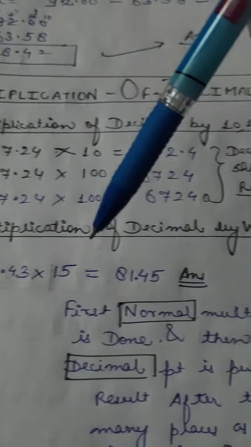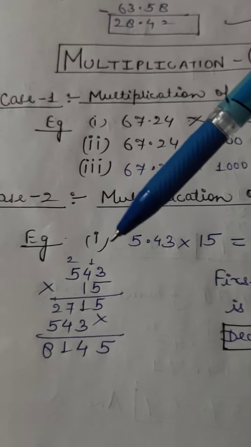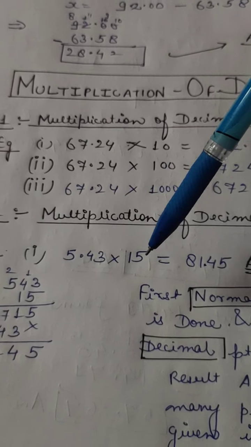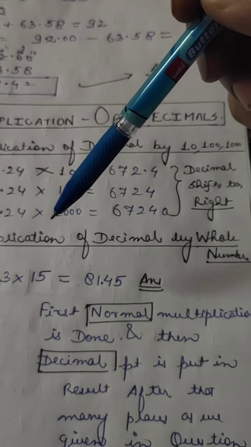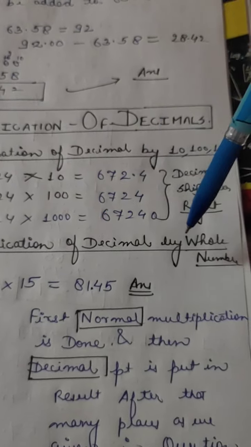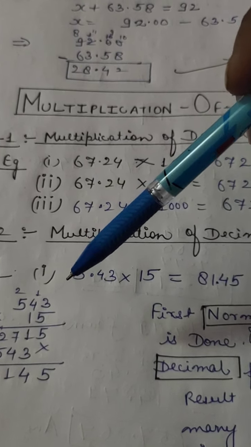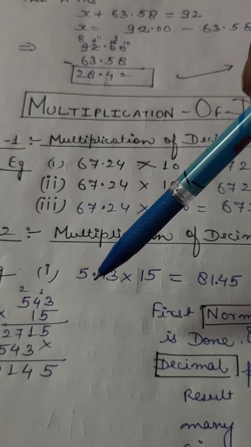Case number two is multiplication of a decimal by a whole number. Here 5.43 is multiplied by 15. So whenever we have to multiply a decimal number by a whole number, simply multiply the numbers by removing the decimal point.